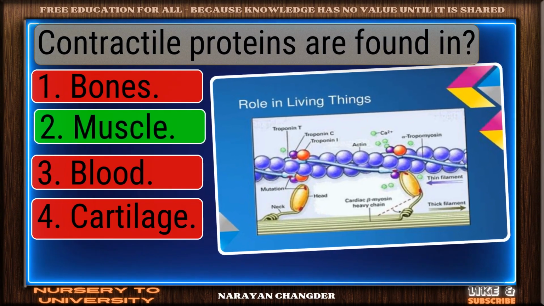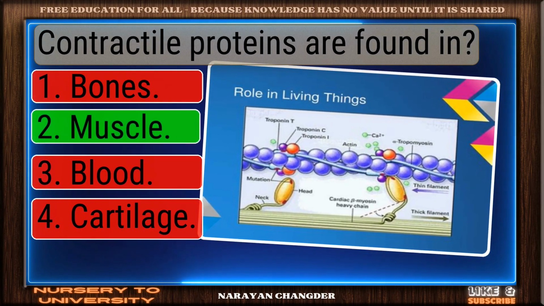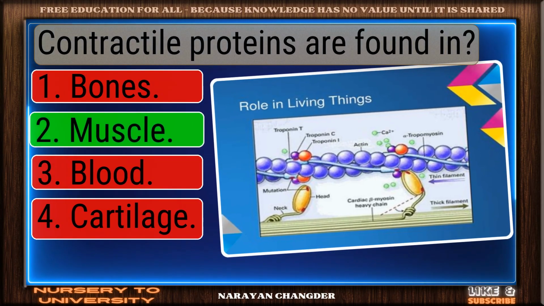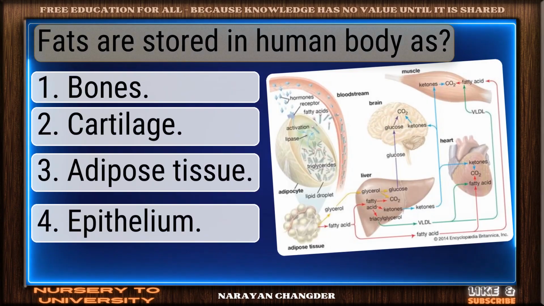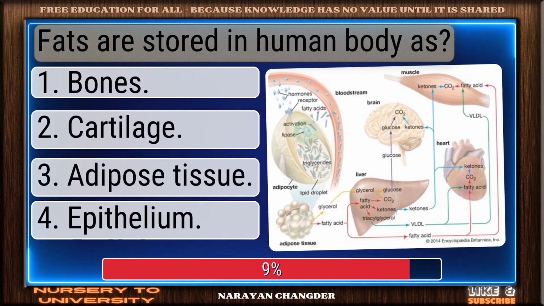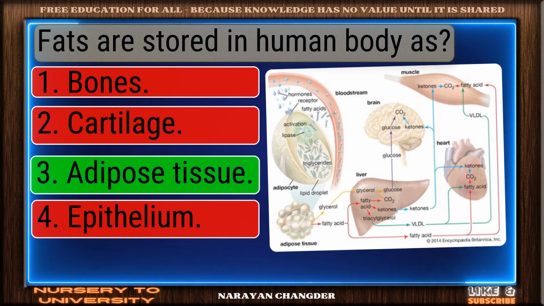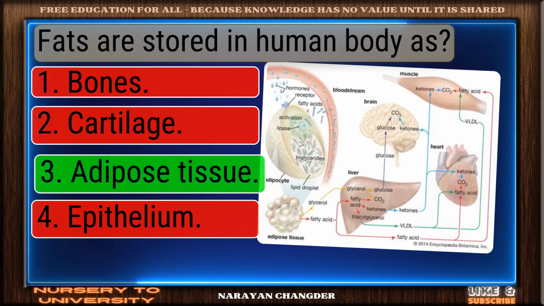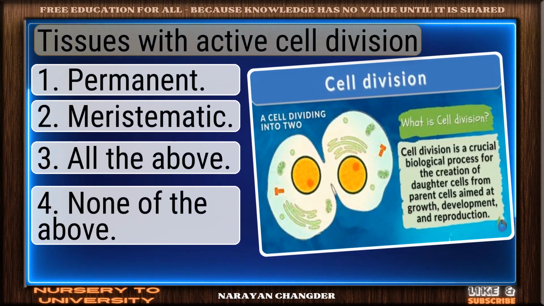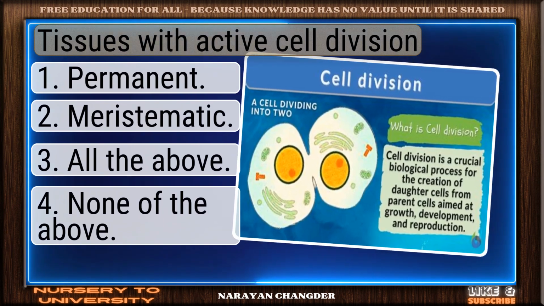Clear logic. Your choice, muscle, is sound and 100% true. Question number 94. Fats are stored in human body as. Right again. Adipose tissue is a valid answer. Question number 95. Tissues with active cell division.